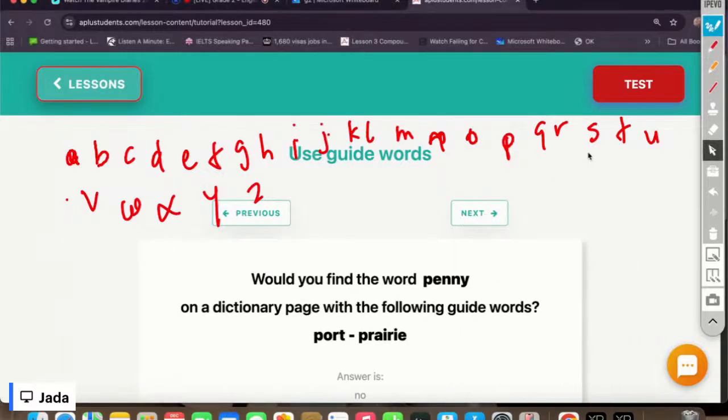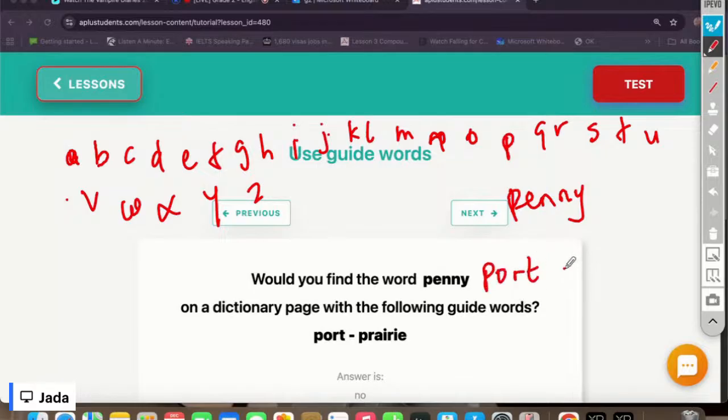Would you find the word penny on the dictionary page with the following guide words, pot to prairie? So tell me, would you be able to find penny in between pot and prairie? Send your answers, yes or no. And yes, you can give your examples.